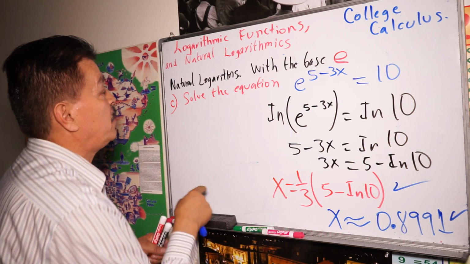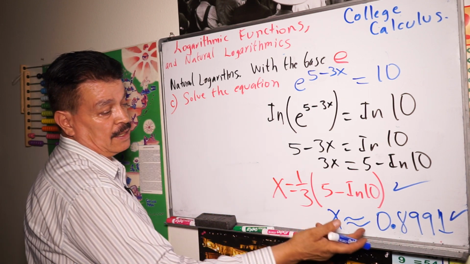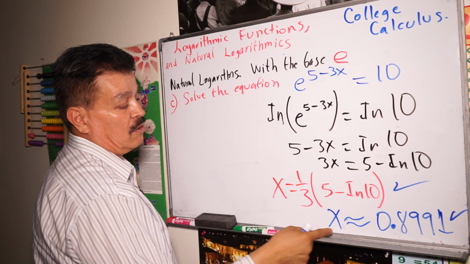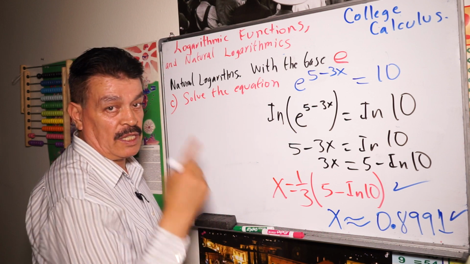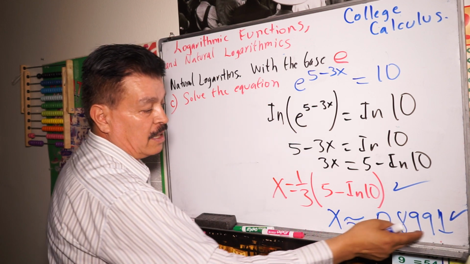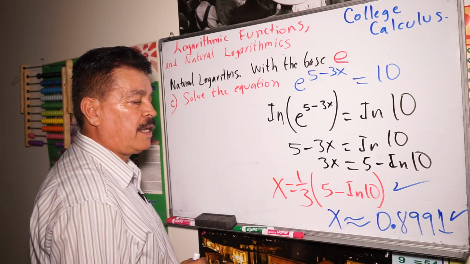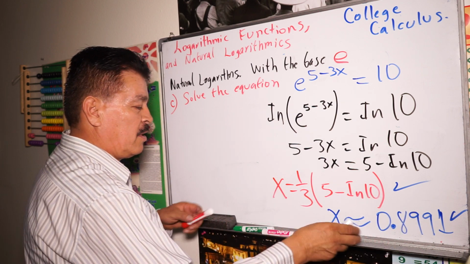So this is working with natural logarithms. This is the answer for our problem: solve the equation. How much is x? We need to know that x is approximately 0.8991. All right, that's it.